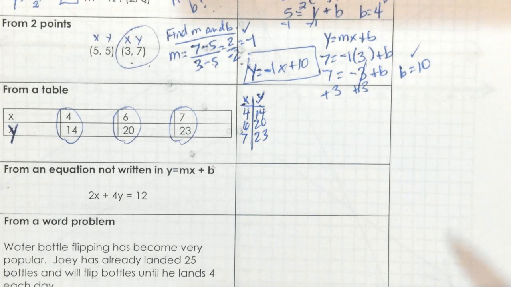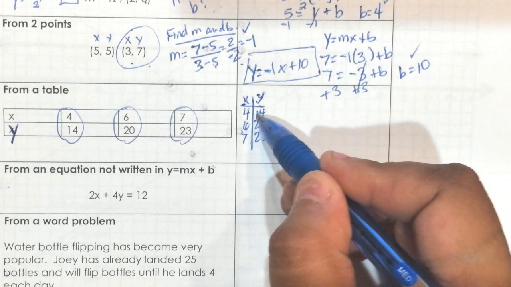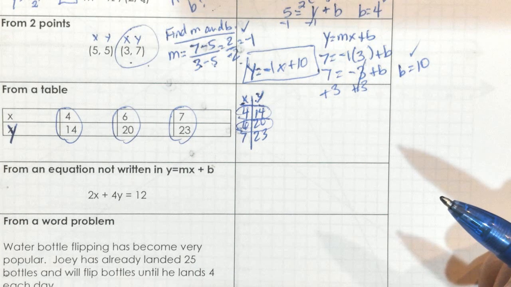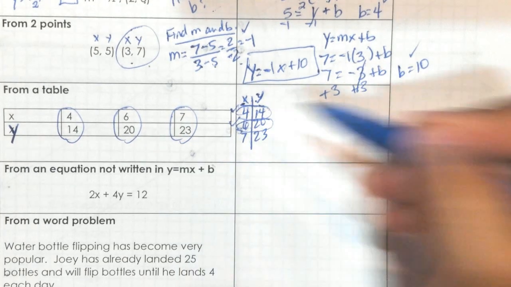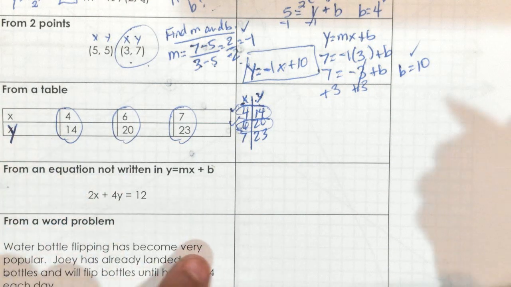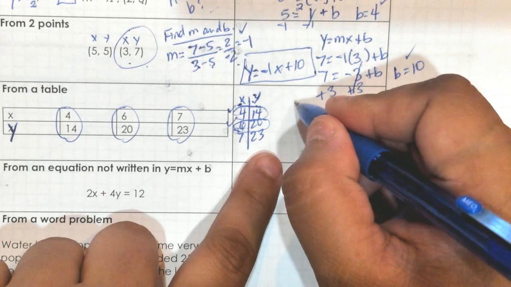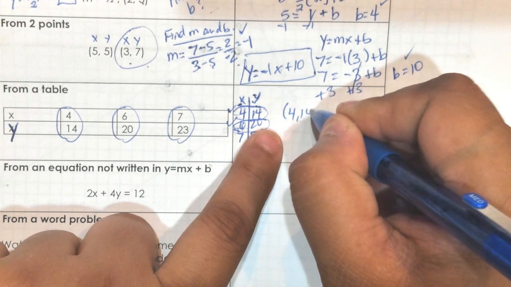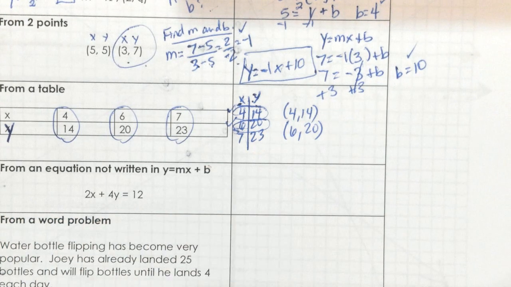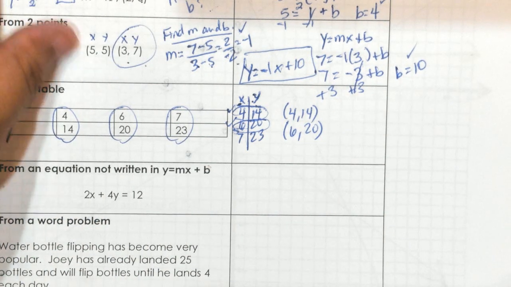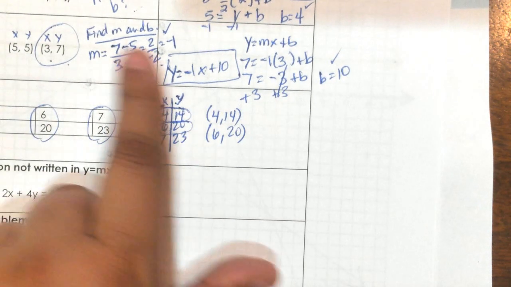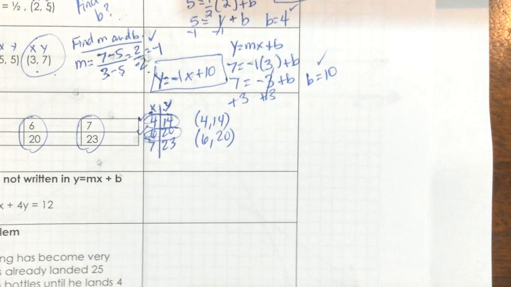Okay, so I'm going to choose 4, 14 and 6, 20. So I'm going to go ahead and use those, check those, okay? All right, so I'm going to use 4, 14 and 6, 20. Okay, now what am I going to do? I need to find slope and I need to find y-intercept. So again, it turns into one of these up here. You just have to do everything.